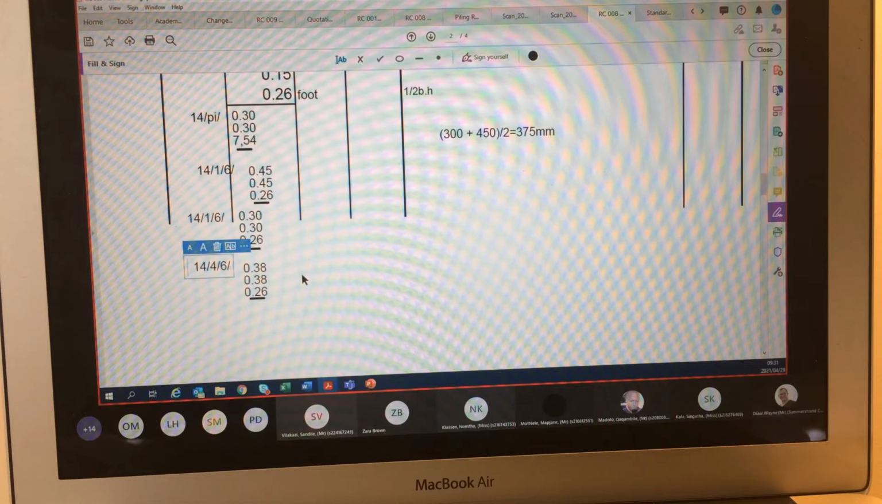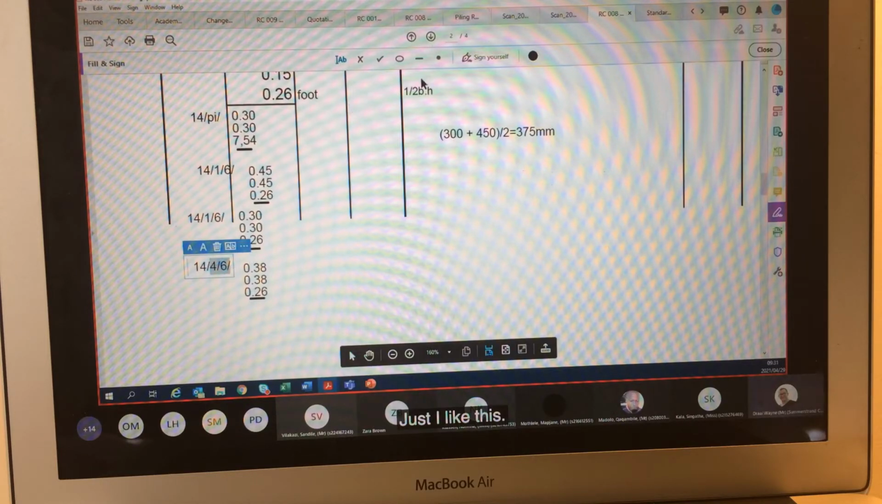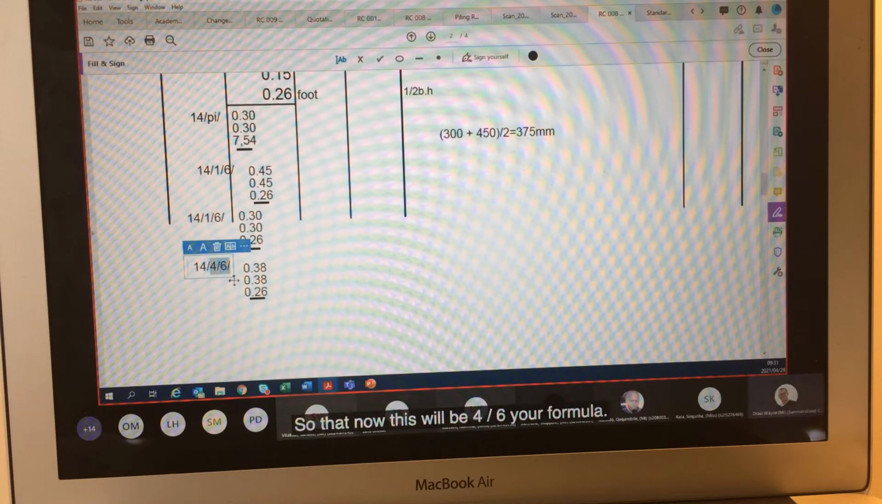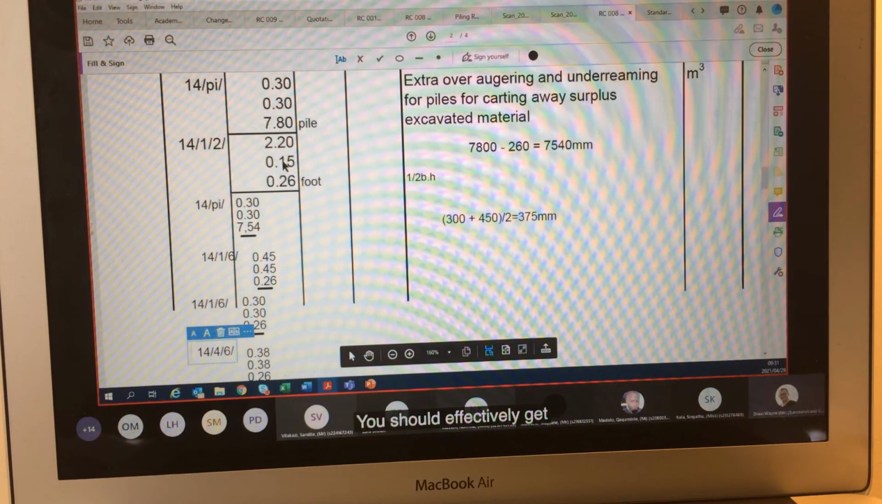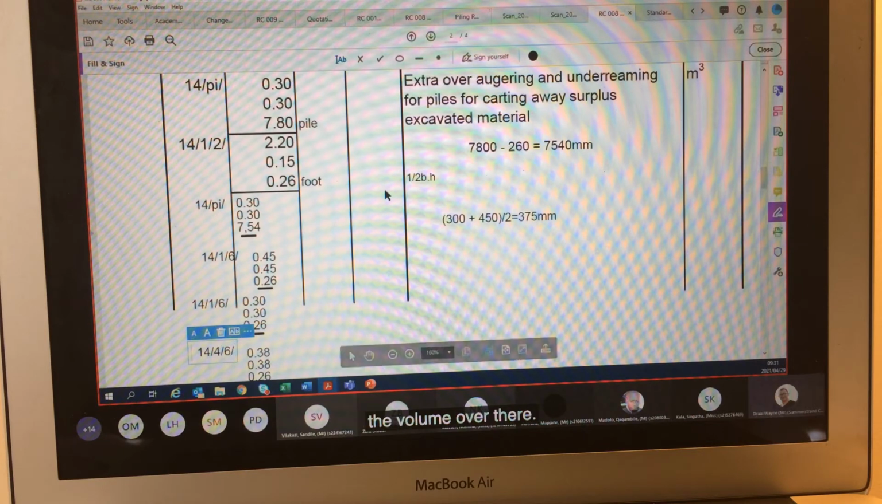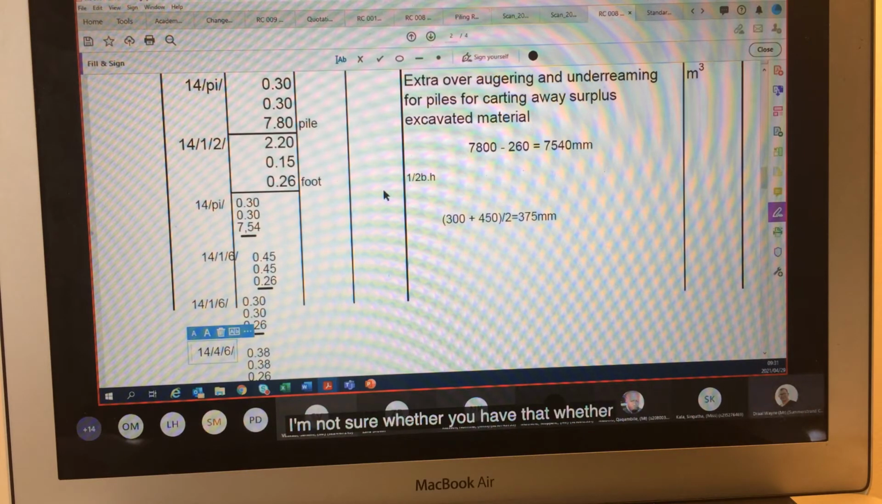Times, if I can just highlight this. So now this will be 4 divided by 6, your formula. And if you then square all of this, you should effectively get the volume over there. I'm not sure whether you have done that squaring there, and whether you've received that.